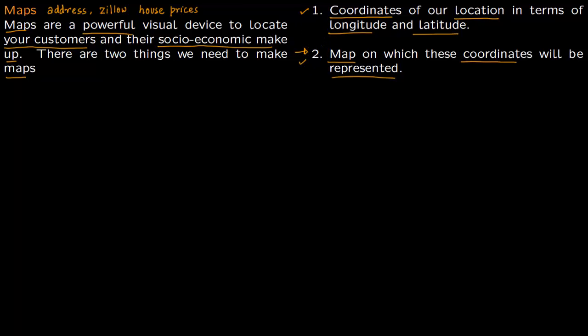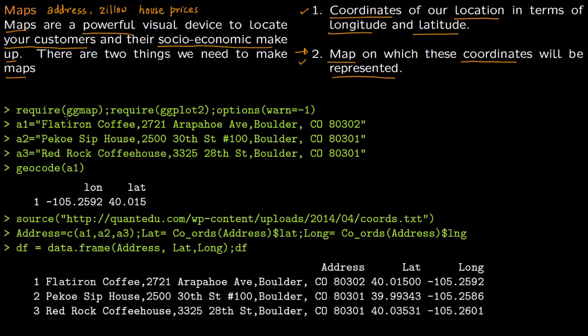Let us now do this in R. You require two packages here, ggmap and ggplot2. If you do not have these packages, you can install them. Options warn = -1 means that we are just going to get rid of all the warnings which come in. We have three addresses here, A1, A2 and A3. A1 is Flatiron Coffee, 2721 Arapahoe Avenue, Boulder, Colorado, 80302. A2 is Pico Sip House, 2500, again in Boulder, Colorado, 80301. And A3 is also a coffee shop in Boulder, Colorado. So you have three addresses right here.